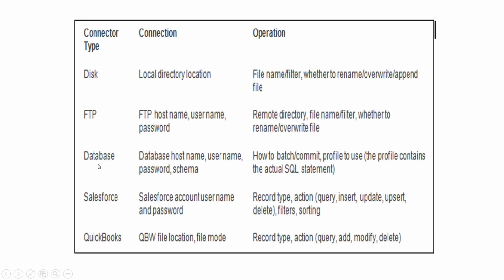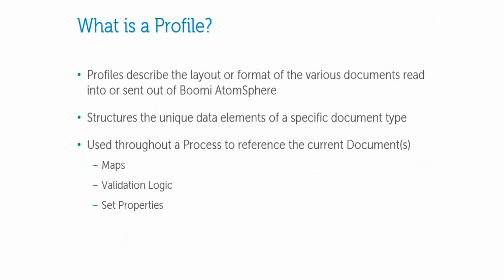So we have connectors for different applications. A few that can be specified are disk, FTP, database, Salesforce. For disk, you just have to specify the location from where you want to retrieve the files. For FTP you specify host, username, password, and database is also the same. So these are a few examples. Clear with this?